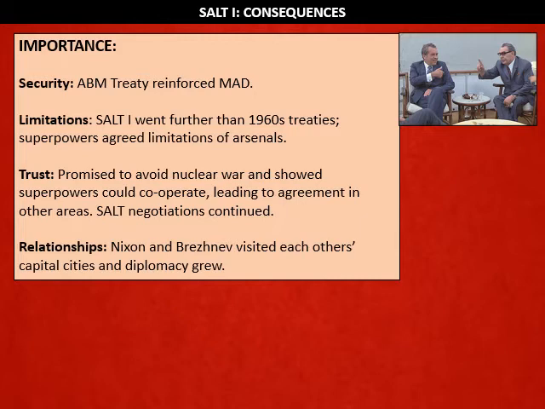So after the treaty was signed, the SALT talks continued and led to a further treaty that we'll look at. And it also served to build relationships between leaders. And you can see Nixon and Brezhnev enjoying a conversation over a drink there. So this led to reciprocal visits and strengthening of diplomacy.